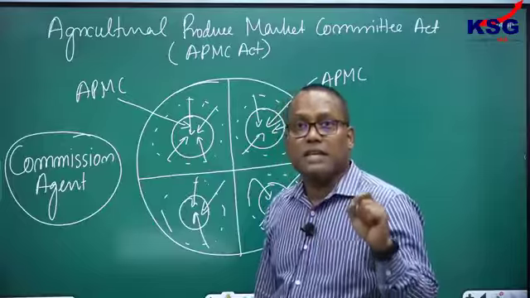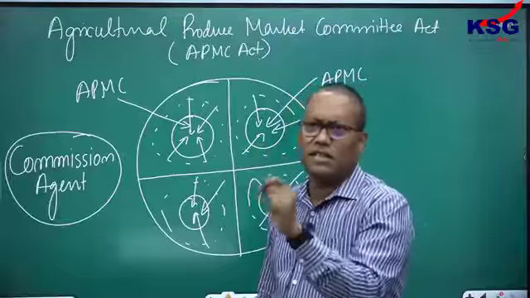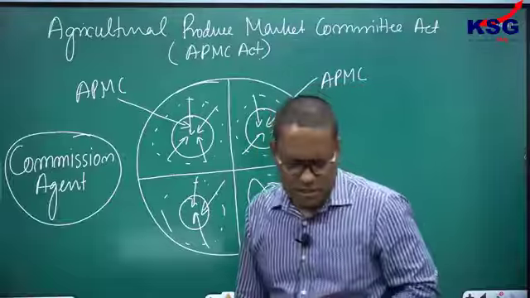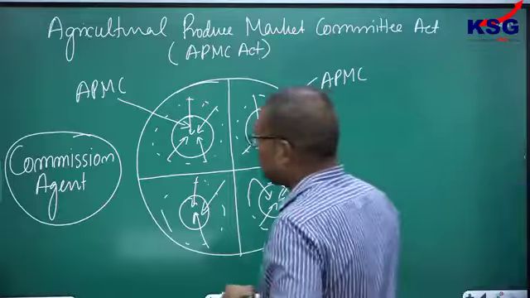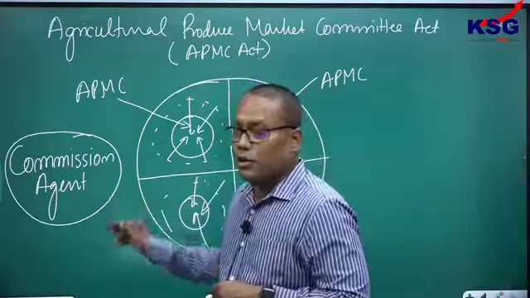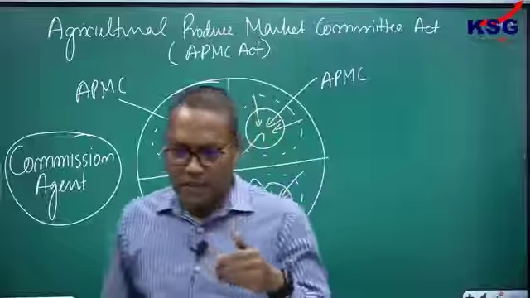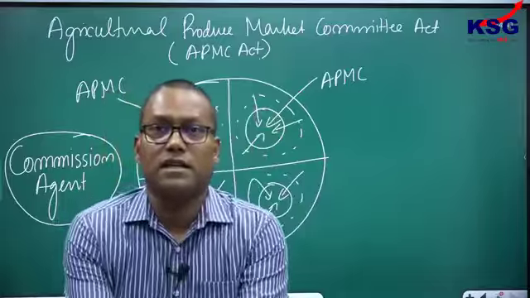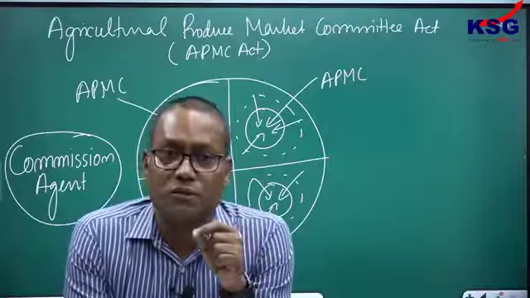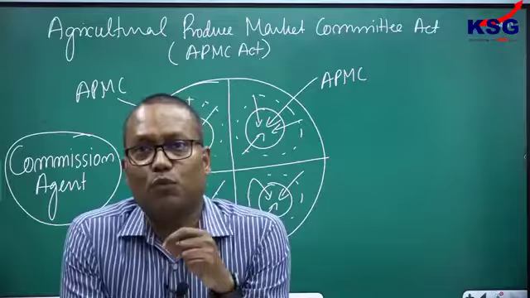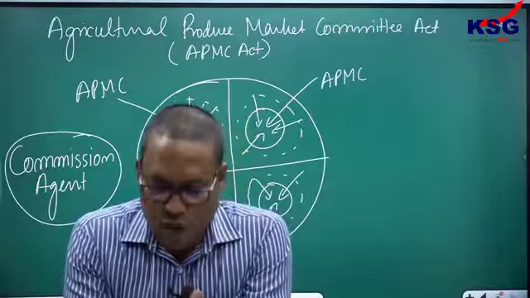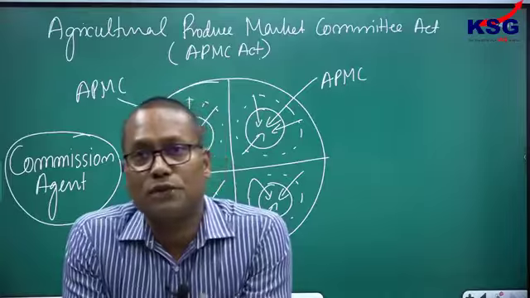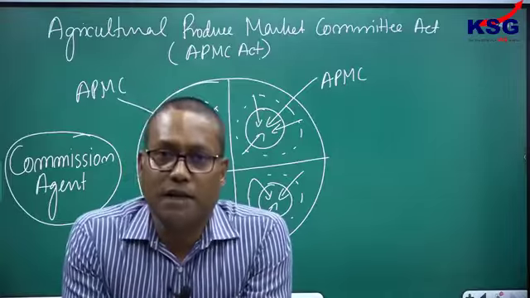The commission agent is also known as the Aratia in some states. Normally you can understand it as a commission agent. Through the commission agent only you can sell in these mandis. Okay. And for this, the commission agent was charging a commission from the farmers. So why was the commission agent appointed under this APMC, and why was it made compulsory that farmers can only sell through the commission agent?